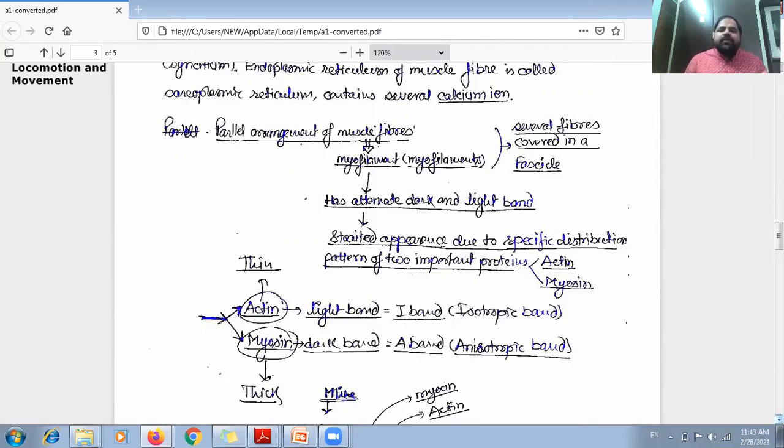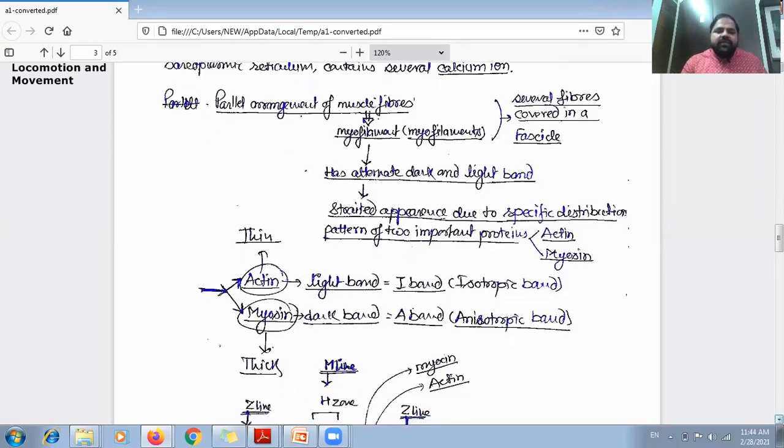The muscle fiber has alternate dark and light bands, and these light and dark bands form the striated appearance. On the basis of that, we say these are striated muscles, and this pattern of light and dark bands is created by actin and myosin proteins. So these are the main two proteins which form the light and dark bands in the muscle fiber.